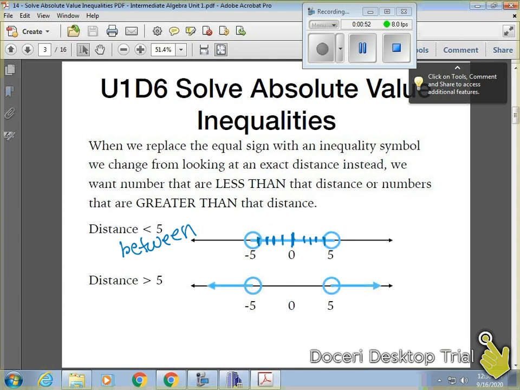If you're looking at the distance or absolute value greater than a number, then you're going greater than 5 units. It could be 6, 7, 8, 9, 10, and so on, and it could be in either direction. So if you're looking for a distance or absolute value greater than a number, then you are going to go to the outsides.